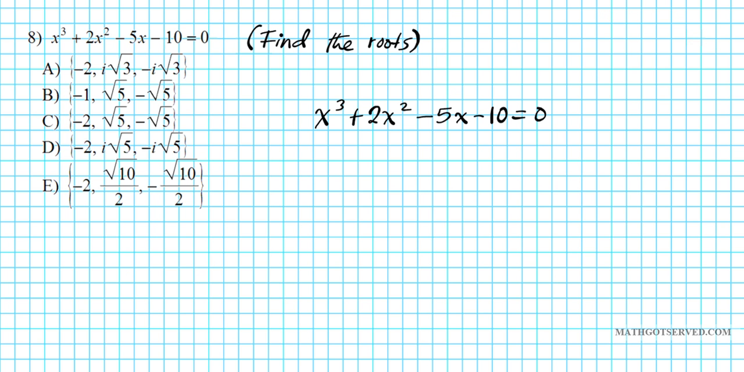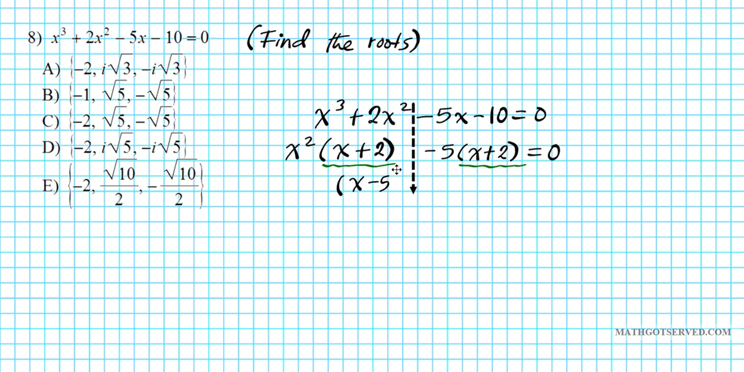Okay, so you group the first 2 together and the last 2 and see what happens when you extract the GCF. From the first 2, I can extract x squared. I'm left with x plus 2. From the next 2, I can extract negative 5. I'm left with x plus 2. Since the quantities in the parentheses are identical, that's excellent. I will factor them out, and I'm left with x squared minus 5 times x plus 2 that I factored out equals 0. All right, now I have x squared minus 5 and x plus 2 equals 0.